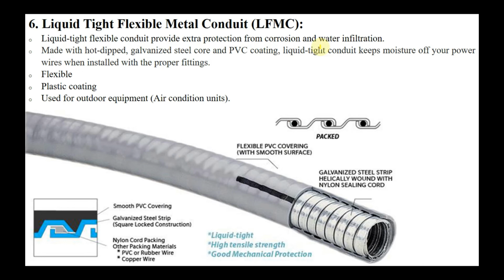It is made up of hot dip galvanized steel core and PVC coating. It has a very high tensile strength and good mechanical protection as well. So it is used in those specific areas when there is a lot of moisture and the equipment is very heavy, like wiring is very heavy. So that's why for those specific areas we will go with liquid tight flexible metal conduit.